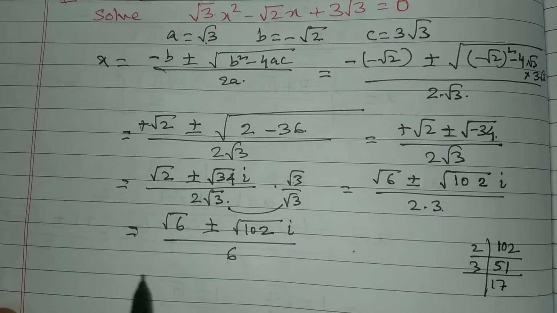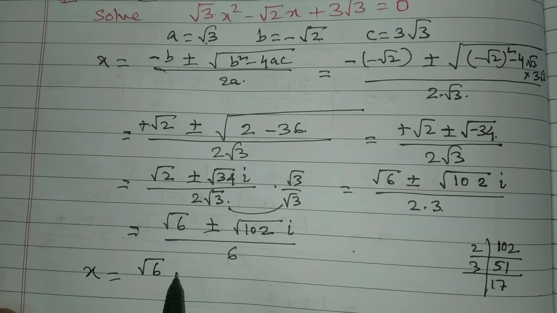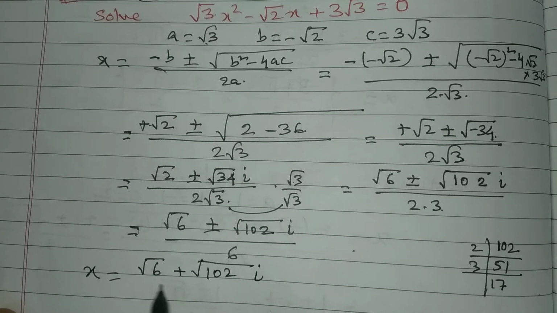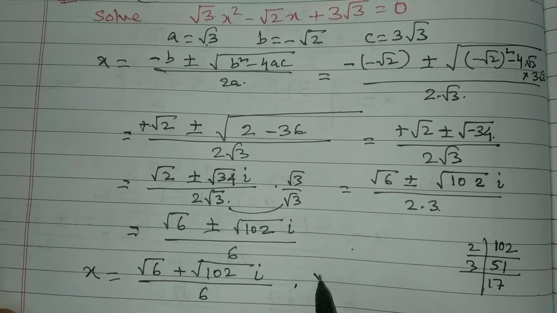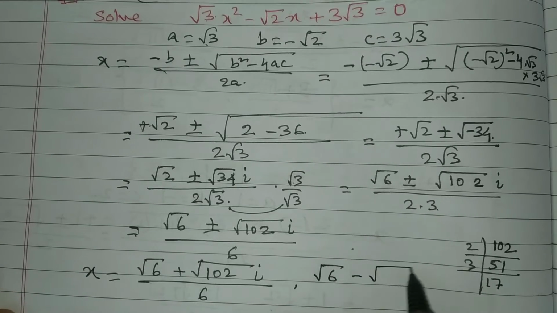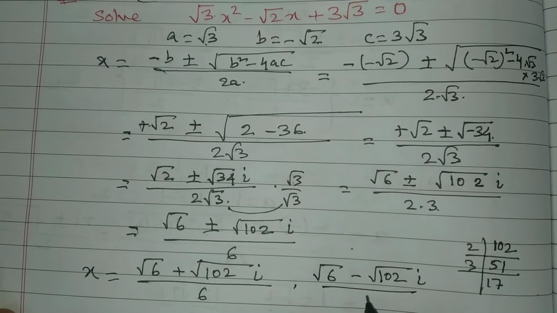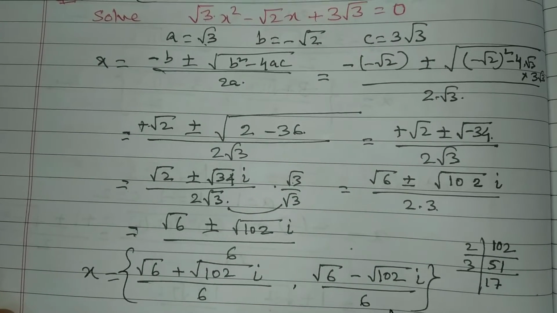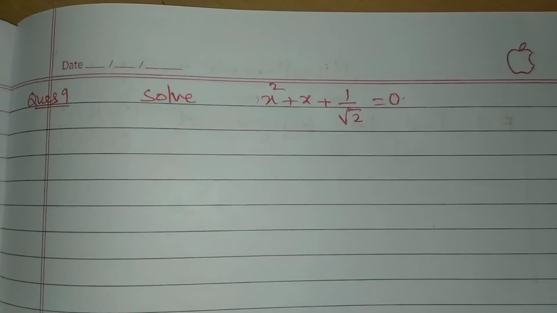So the answer will be root 6 plus root 102 i by 6, and the second answer is root 6 minus root 102 i divided by 6. So this is the answer. So hope you will understand. Now we are coming to the next question.